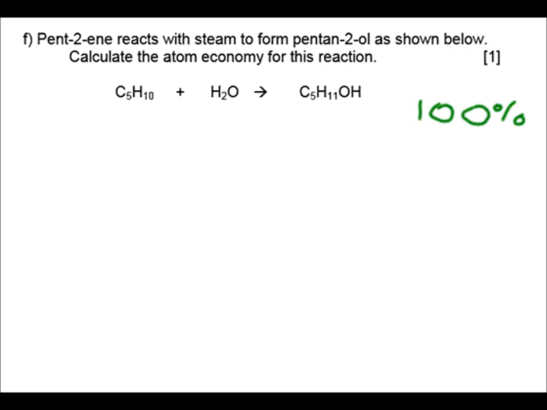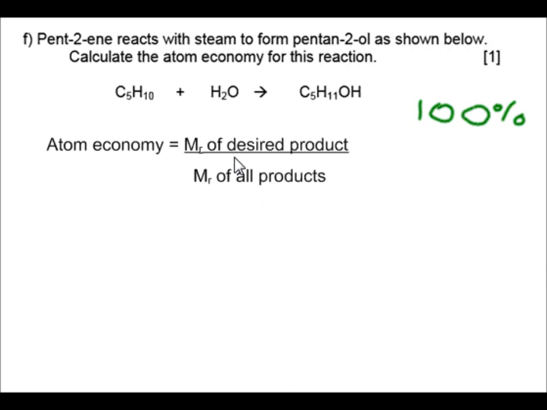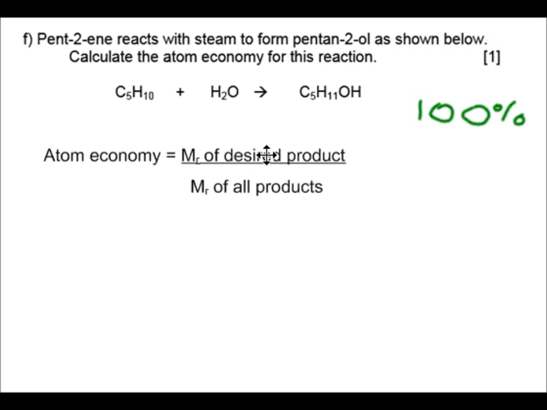If you were working out this question and it gave you, say, 2 or 3 products, so we had to take into account the waste, the equation that you would use would be this. So it's the MR of the desired product divided by the MR of all the products. So this is where we take into account any other products formed. Times that by 100 so that it's a percentage.